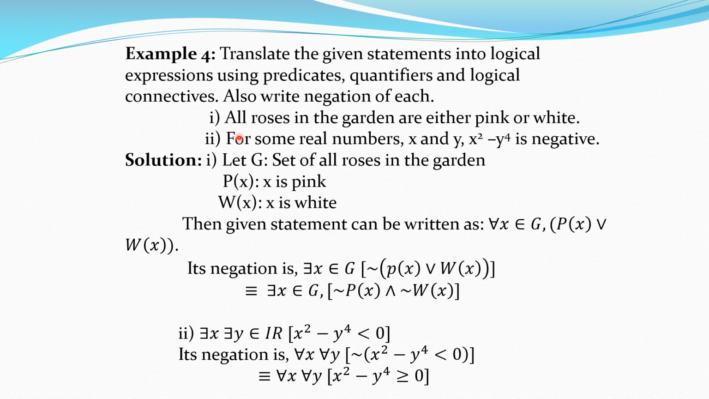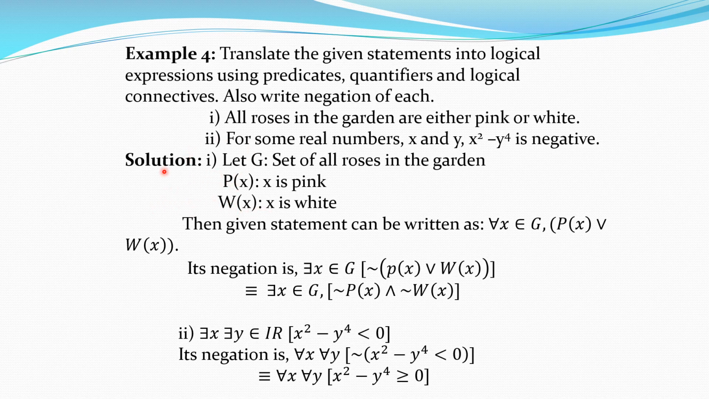Now see first, all roses in the garden are either pink or white. Now this statement is given about roses in the garden. So we consider domain as G, set of all roses in the garden. Now what is given about roses? Either pink or white. So for pink we define one predicate and for white we define another predicate. So Px is, suppose, x is pink. Wx is, suppose, x is white. You can define Px or Qx also. But if I define P and W, immediately I understand that P for pink and W for white. So Px and Wx we have defined.